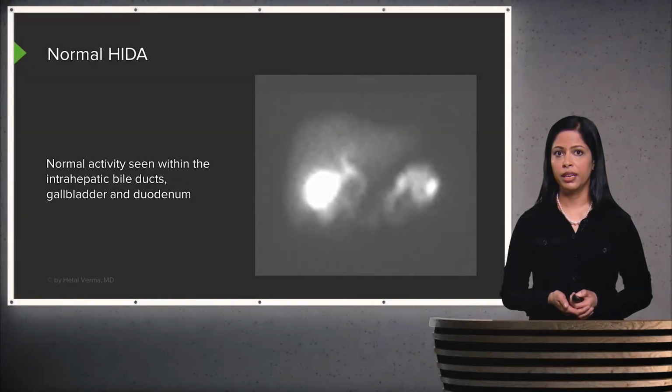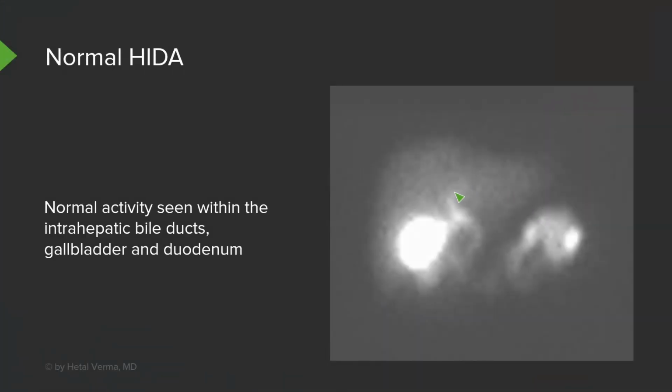So let's take a look at an example. This is a normal HIDA scan. You can see normal activity within the intrahepatic ducts right here. And you see normal activity within the gallbladder, as well as the small bowel here. This is normal activity that's seen within the liver. So this is an image essentially of the right upper quadrant of the abdomen, and this is what a normal HIDA scan would look like.